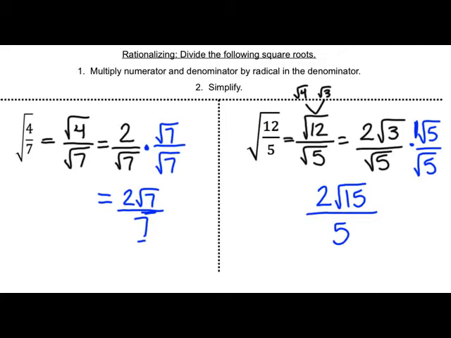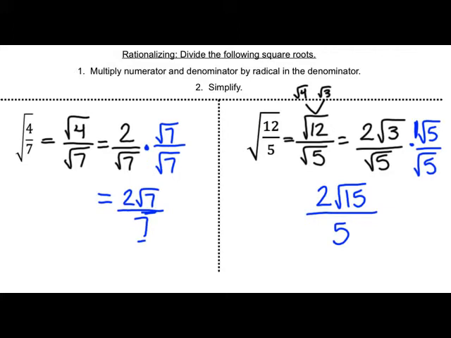My whole numbers are 2 and 5, which don't reduce. 15 and 5 cannot reduce because the square root of 15 is not equivalent to 5. I look and I see, does 15 have any perfect squares to divide into it? No. So that's the answer to my problem.